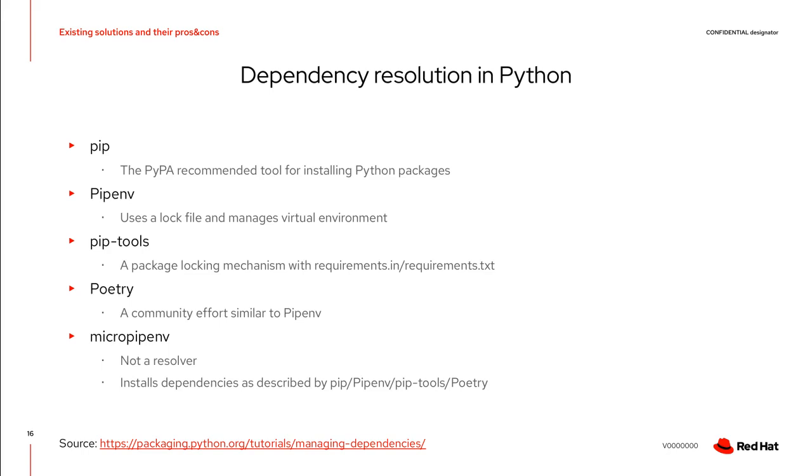There's also micropipenv. This tool was developed within Project Thoth, and it does not actually implement any resolver, but is complementing all the tools that are already stated, and it provides a lightweight tool that can be used to install dependencies that are managed by pip-tools, pipenv, Poetry, or raw requirements.txt files. We use this tool for installing dependencies in containerized environments such as OpenShift S2I.